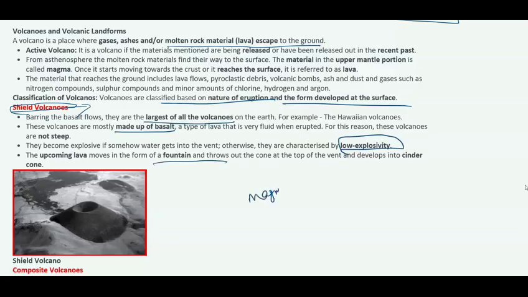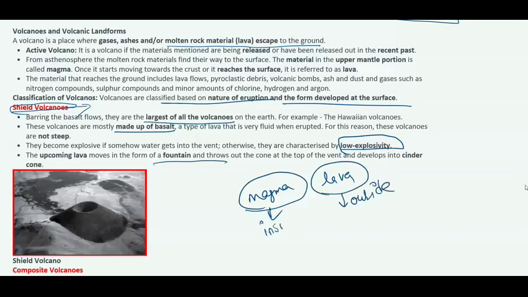Magma, I talked about magma also in the last class, and what is lava. Magma is inside the earth's surface, lava is outside the earth's surface.